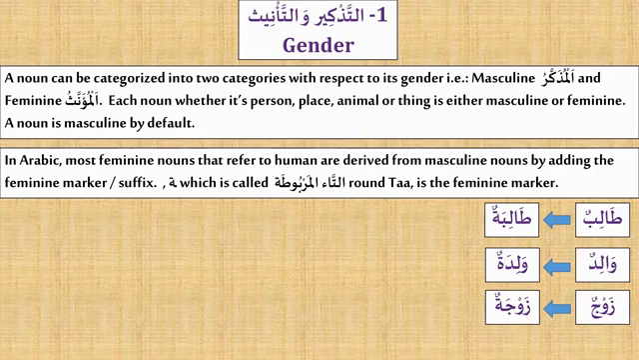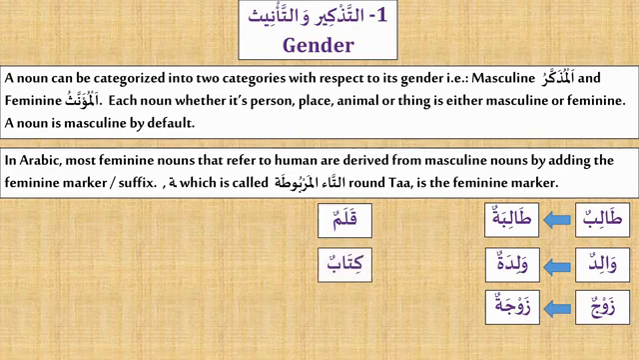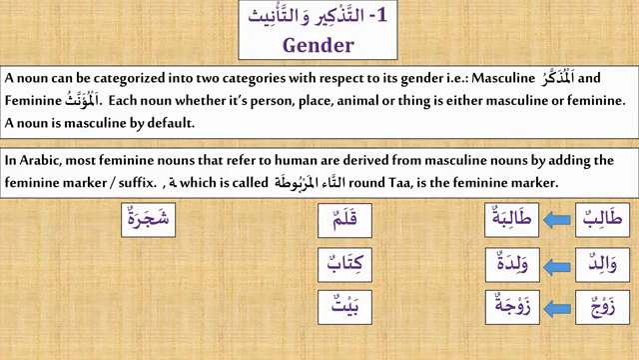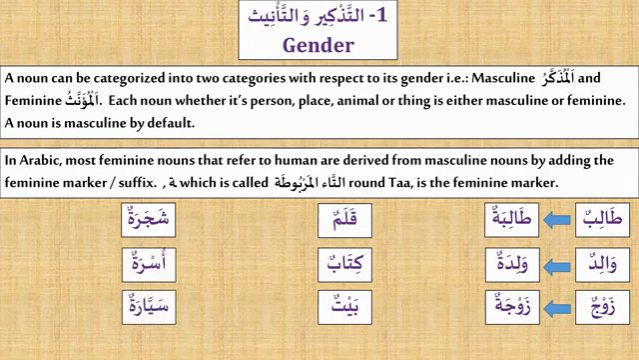We said earlier that nouns are masculine by default. Examples, qalamun, pen, kitabun, book, baytun, a house. These are considered as masculine because they don't have ta marbuta at the end of the word. If we add ta marbuta, it will be feminine, such as shajaratun, a tree, usratun, a family, sayyaratun, a car. All these are considered as feminine because they have ta marbuta at the end.